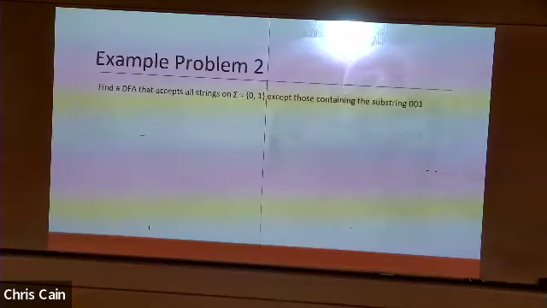So last time we introduced DFAs, and we started getting to practice putting together some DFAs based on some languages. We looked at the language of all strings except those containing the substring 001 in the binary alphabet.